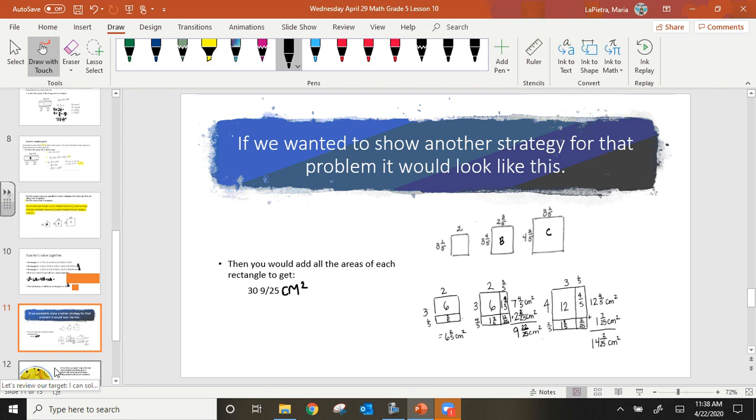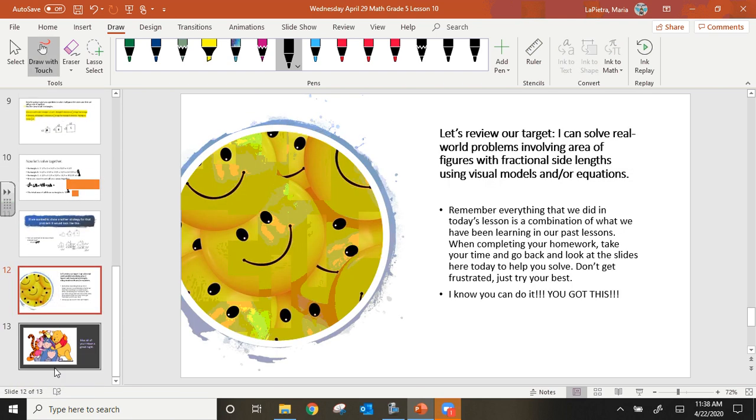Okay, so boys and girls, don't forget, these are some really good examples that we've been going through in each lesson. If you have any questions, go back and look first and see if you can figure it out. If you can't, then you can always get a hold of me and I can help you. So let's review our target. I can solve real-world problems involving area of figures with fractional side lengths using visual models and/or equations.